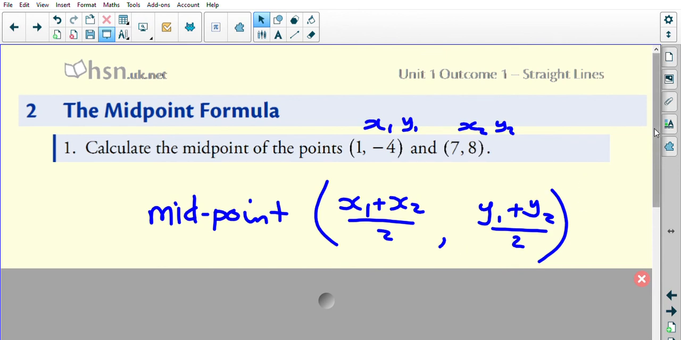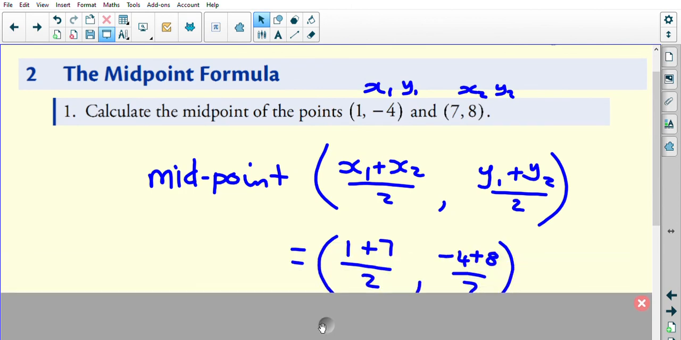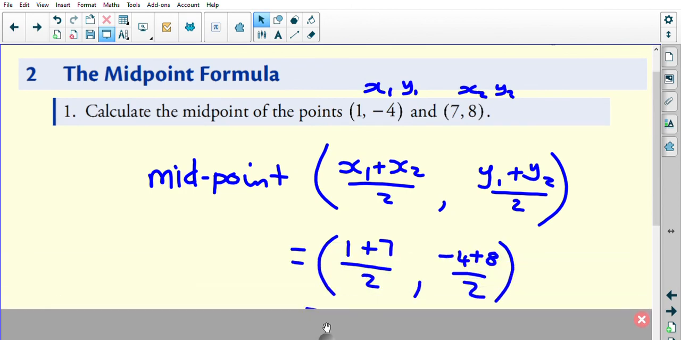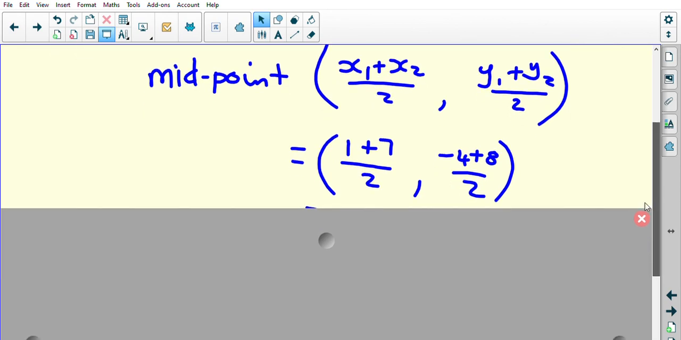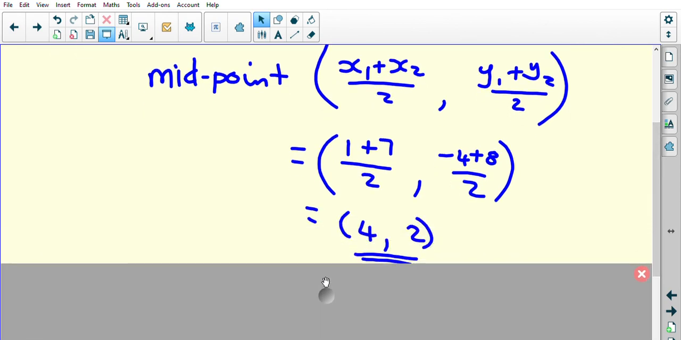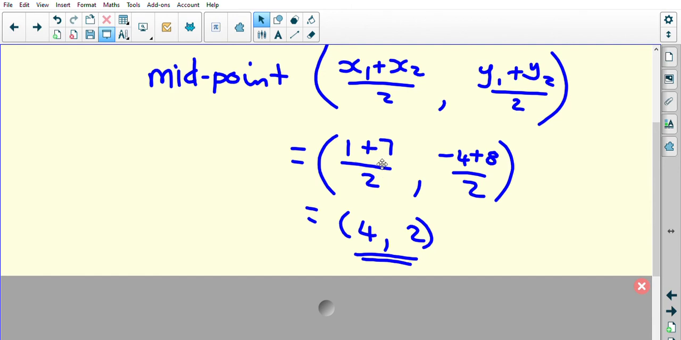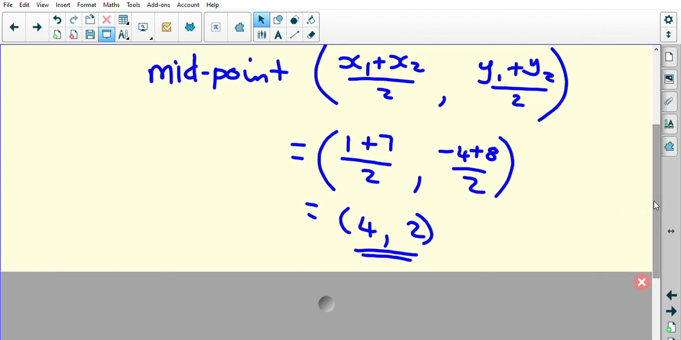We're then going to substitute our values into this. Okay, just making sure we remember and deal with the negatives as well. So x1 was 1, x2 was 7, so it'll be 1 plus 7 divided by 2 there. y1 was -4, y2 is 8, so it'll be -4 plus 8 divided by 2 for that part. We can now work this out. Okay, so if we do this carefully, 1 plus 7 is 8, if we divide that by 2 we get 4, -4 plus 8 is 4, divide that by 2, we get the answer 2 there. So our midpoint of that line was 4, 2. Okay, and that is an example of the midpoint there.